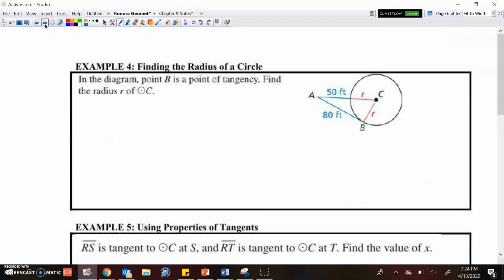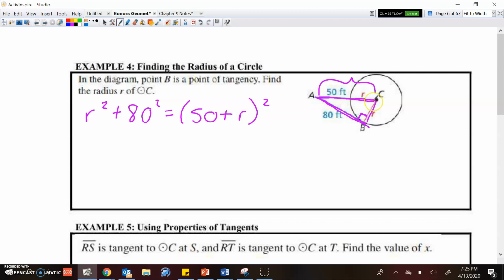Again, applying it, but a little different setup, not as straightforward. In this diagram, point B is a point of tangency, which means that AB is a tangent segment. Find the radius r of the circle. So this must be a right angle here because of that tangent line to a circle theorem. So r squared plus 80 squared, my two legs, should equal my hypotenuse squared. Well, my hypotenuse is this entire segment, 50 plus r. So I'm going to put that in parentheses, squared. One leg squared plus the other leg squared equals the entire hypotenuse squared.